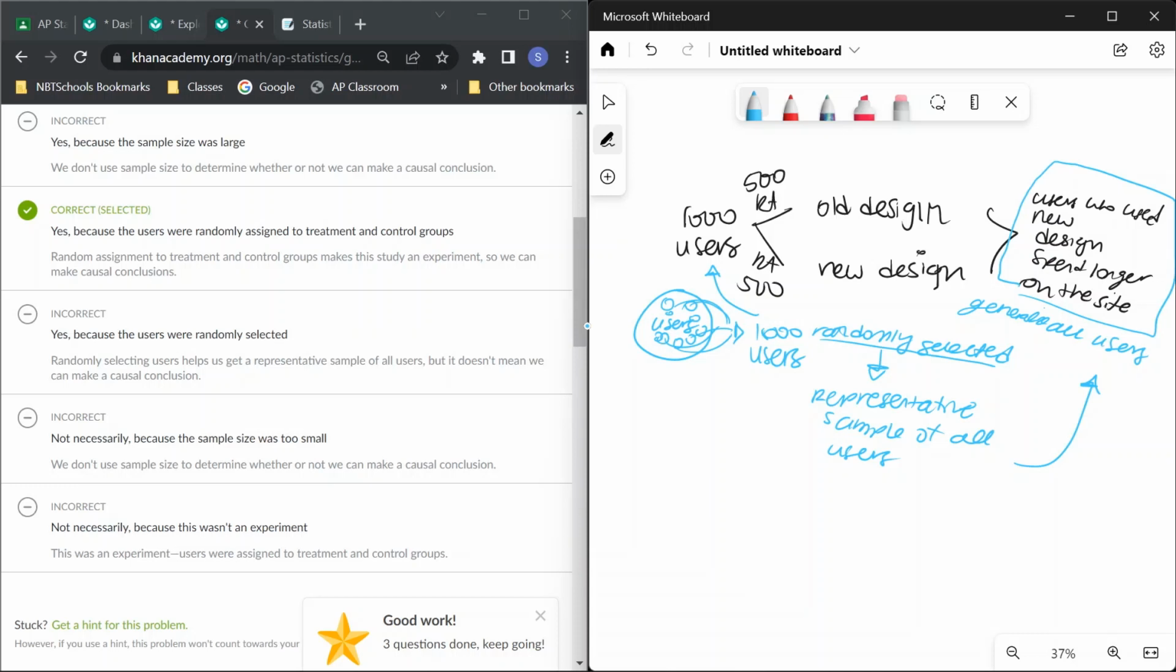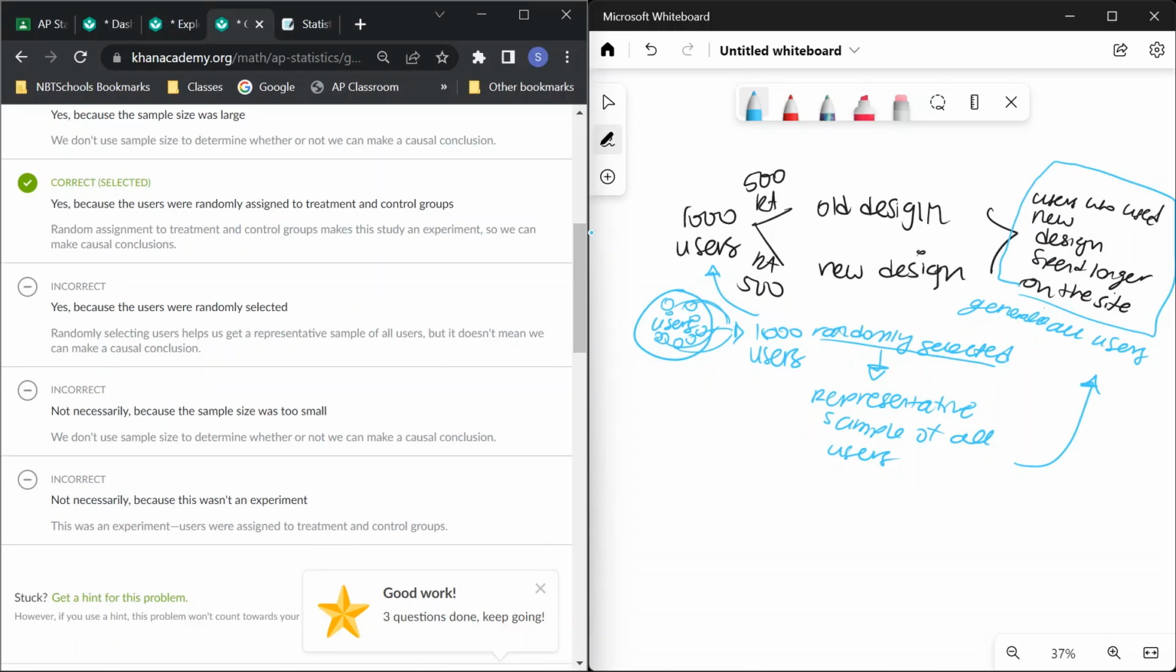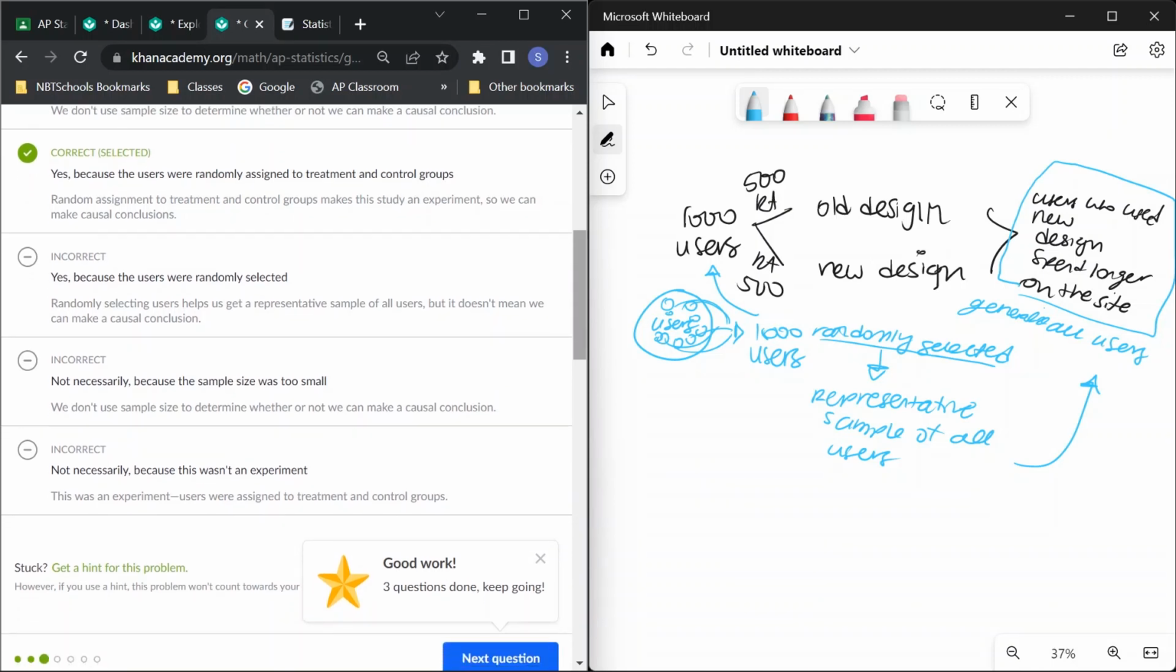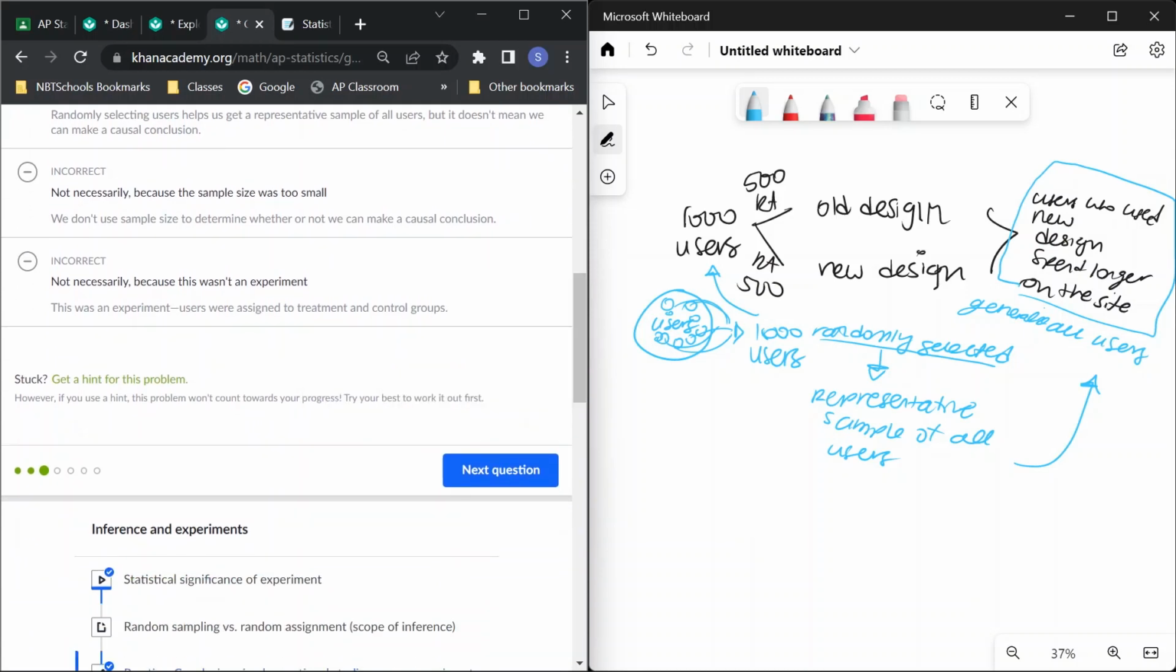So, reiterating. Okay, so where were we? I think we did emphasize that point above, that random selection doesn't mean it's an experiment. It just means that it helps for a representative sample.